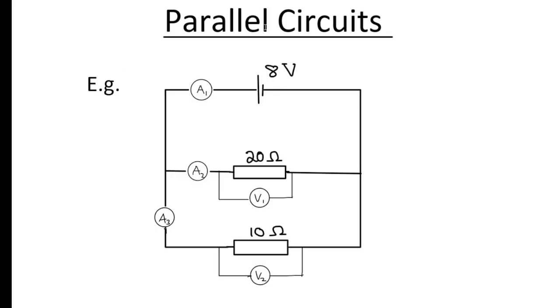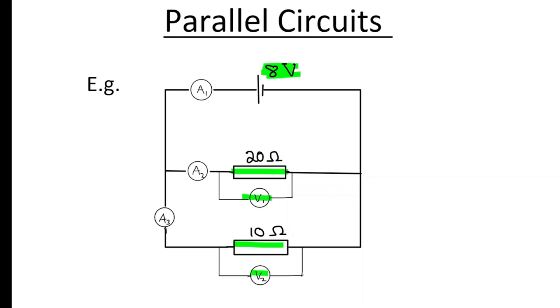Today we are going to discuss parallel circuits. So here we can see there is a power supply which has 8 volts EMF, and we have an ammeter connected right next to it. Then you have two resistors, 20 ohms and 10 ohms, that are in parallel with it. There are voltmeters that are connected in parallel with those.